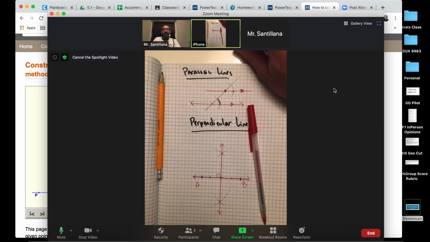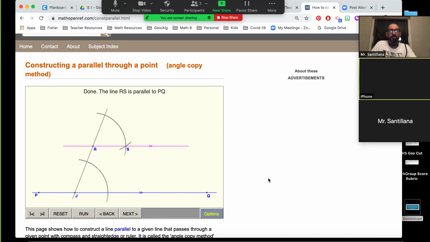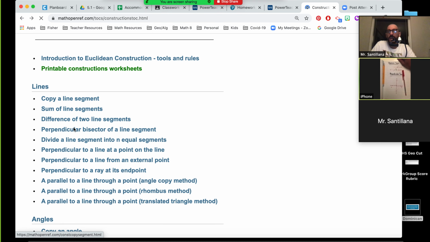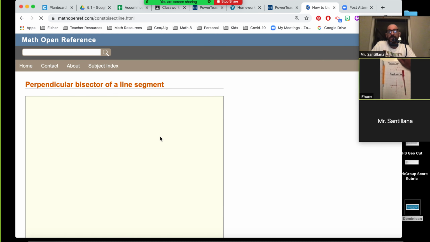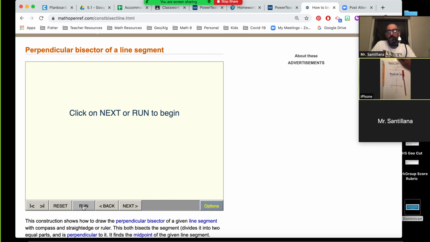Let's take a look at an animation that helps us see this in slow motion. So let's go ahead, let's move back. And let's take a look at, here we go, perpendicular bisector of a line segment. Let's take a look at that. There it is.